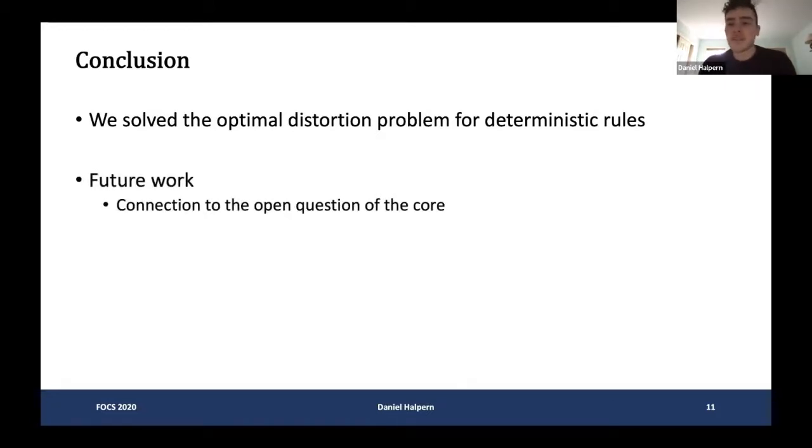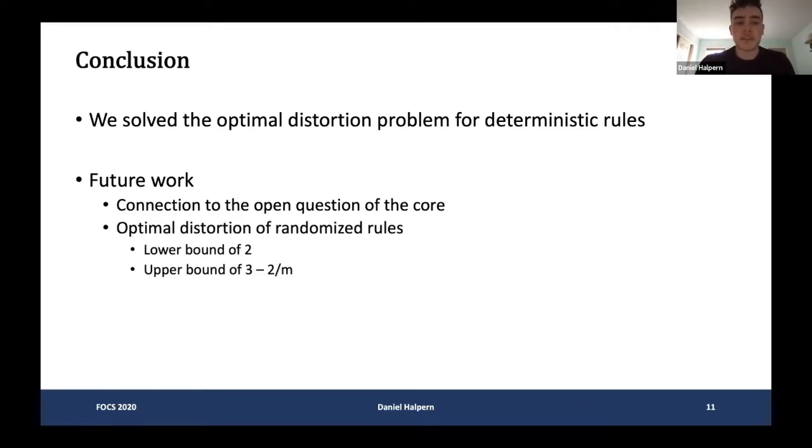But there's still lots of room for future work. Our first main connection is that we think our techniques are very related to another open question in social choice theory, known as the existence of the core. I don't have time to go into the details here, but there's a pretty big open question, and we think our techniques might have a direct implication here.